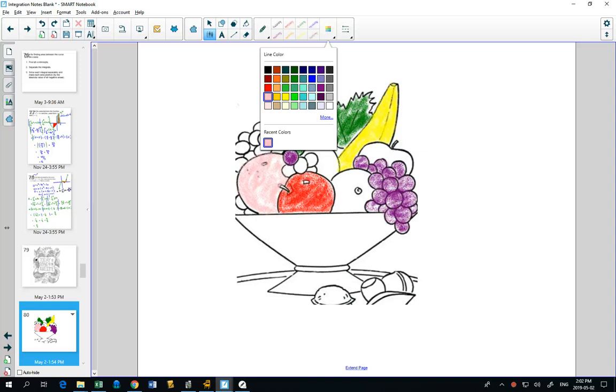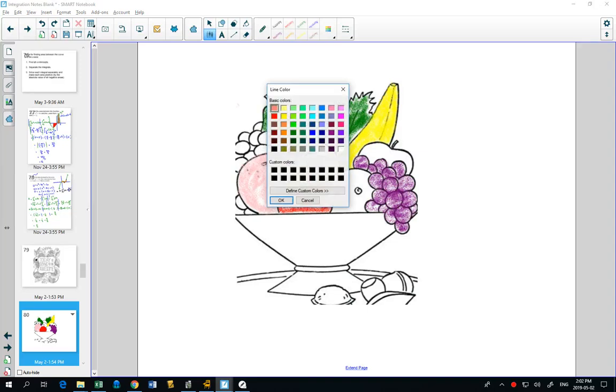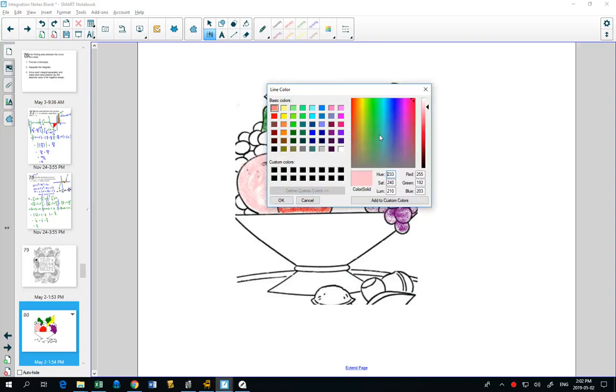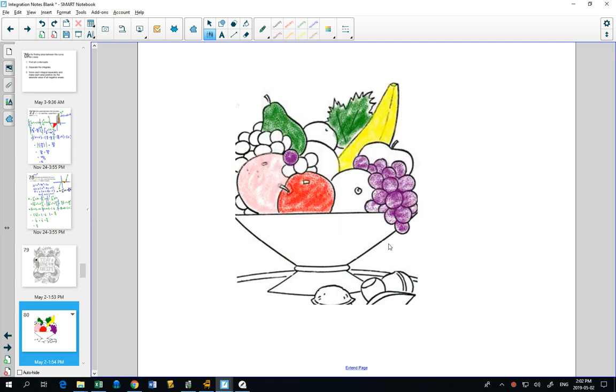You can even hit more if you want even more colors. So, define, there you go. Or you can grab it anywhere in there. And then you can, there you go. Oh no, that's nice.